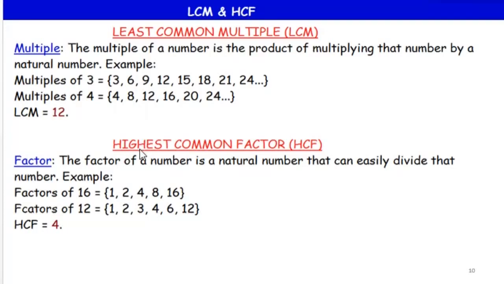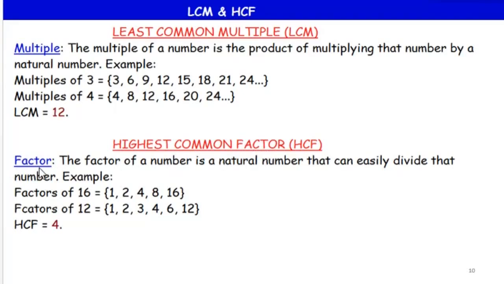Okay, let's come to the highest common factor. That is the HCF, highest common factor. It is sometimes referred to as the greatest common factor, so sometimes you see GCF. It is the same. Before we look at the entire concept of highest common factor, let's look at the keyword here, which is the factor.